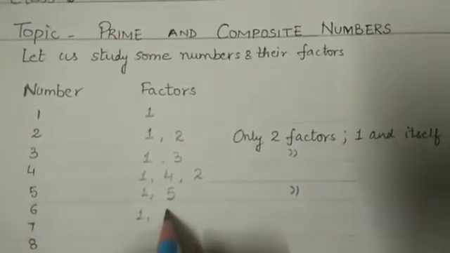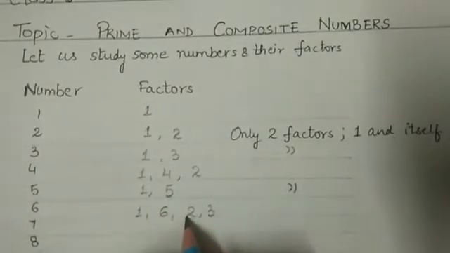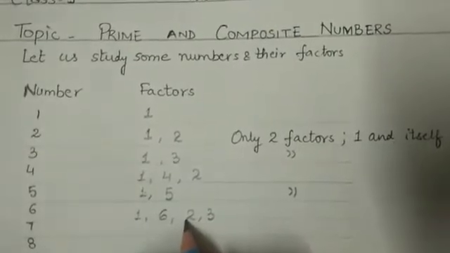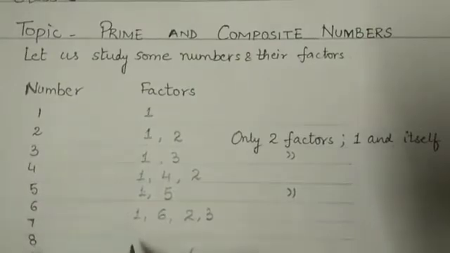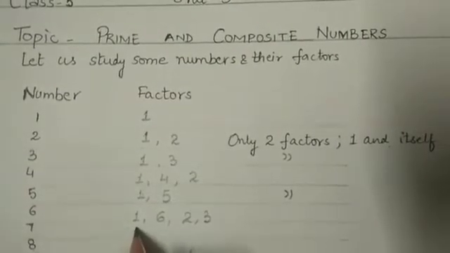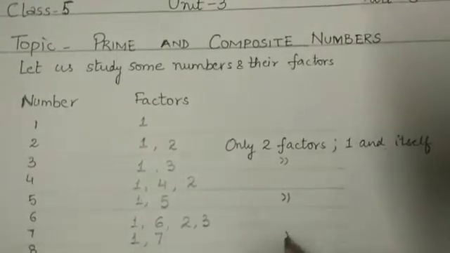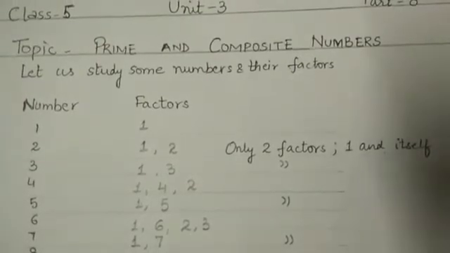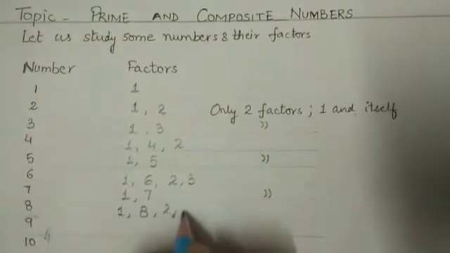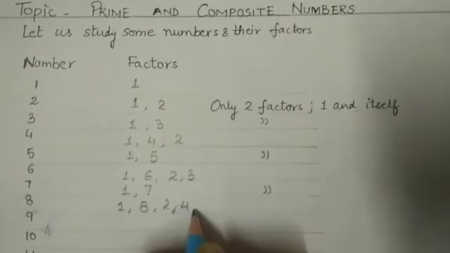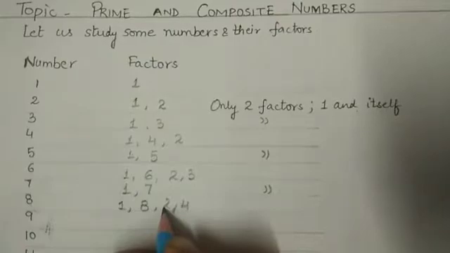6. 1 sixes are 6. 2 threes are 6. 3 twos are 6. Repetition starts. It means all factors have been noted. Now 8. Sorry, first we have to write for 7. 1 sevens are 7. Again only 2 factors. 8. 1 eights are 8. 2 fours are 8. Then 4 twos are 8. It means all factors have been written.